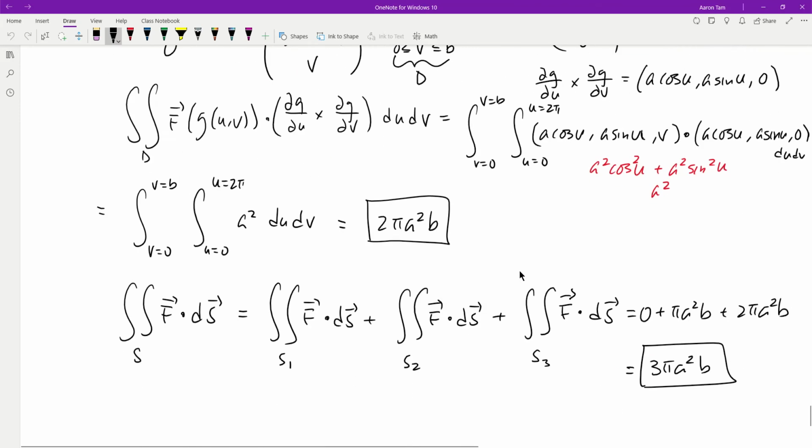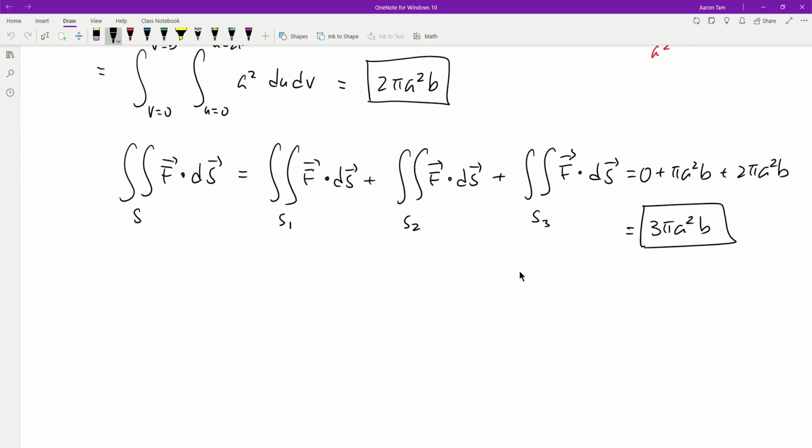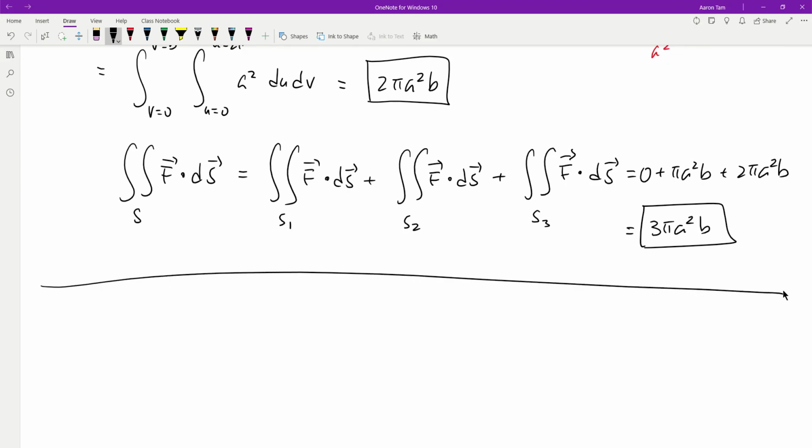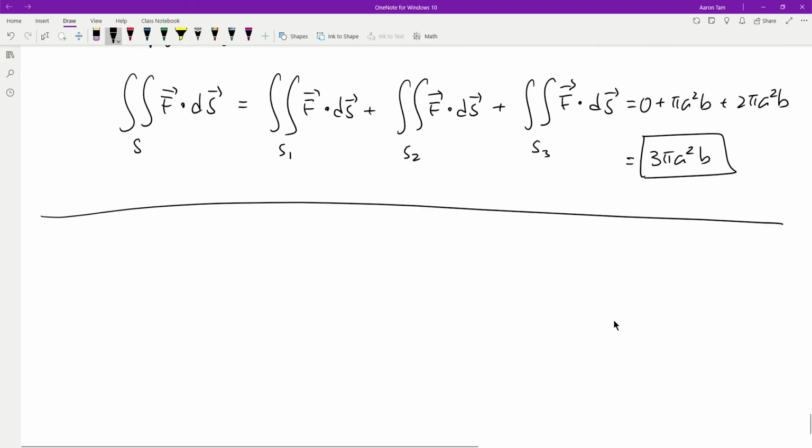Now, I'm going to present to you a better way to calculate this. And in this scenario, it actually works out quite nicely. So another way to do it is to bypass the parameterization and simply use the normal vector to see if we can figure it out. So I'll show you how that works.